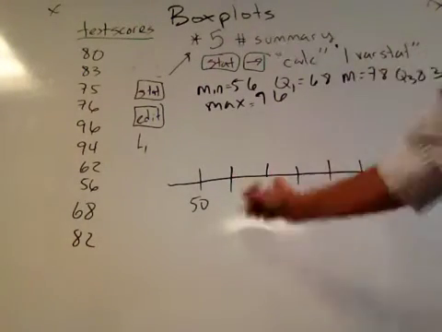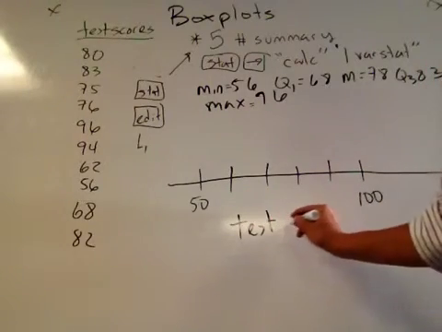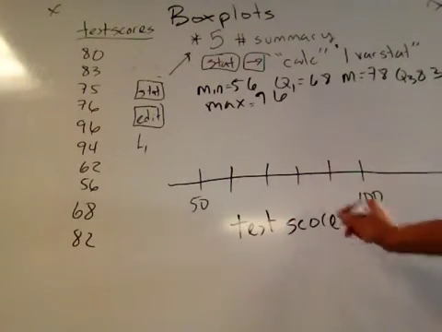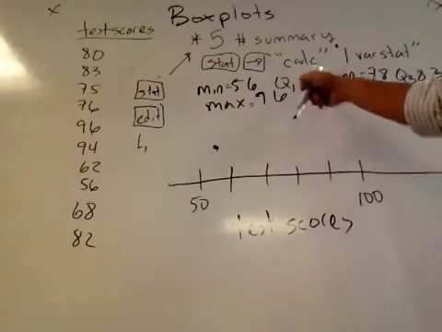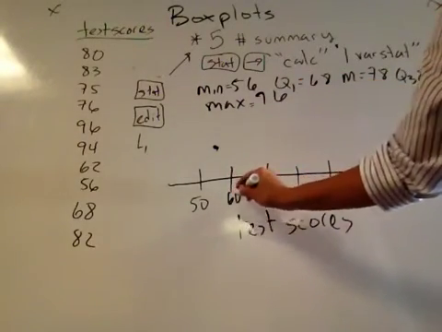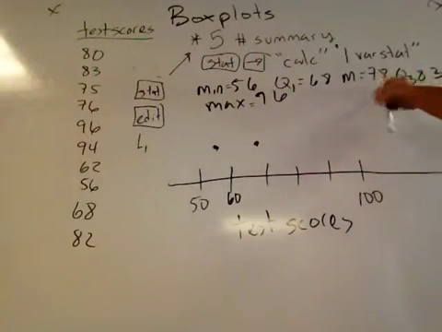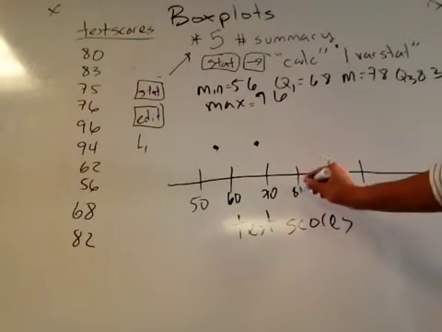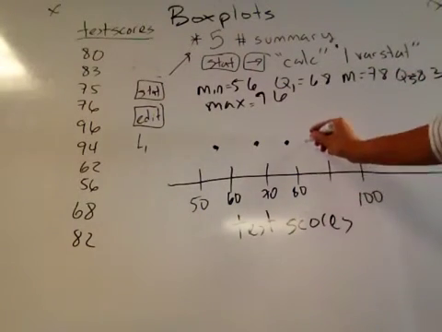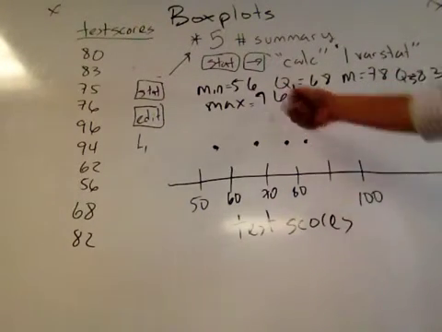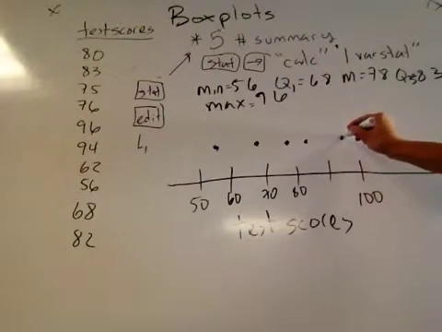I also want to make sure I label my graph. So these represent test scores. I'm going to label my minimum, my Q1, which is at 68, so that's about right here. My median, which is about 78 here. My Q3, which is 83, which would go here. And finally the maximum, which is 96, which would go here.